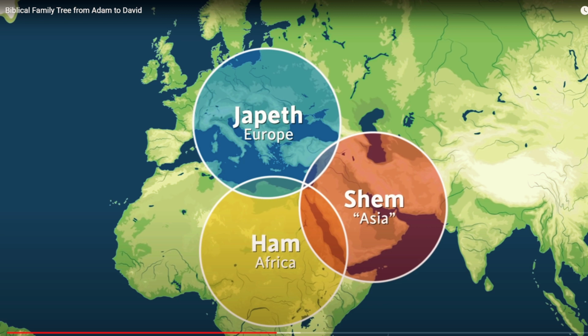Again, this makes sense. Three different parts, but they're all three interlinked because their grandfather was Noah. Or their father, Shem, Ham, and Japheth. Their father was Noah. So they're all interlinked.